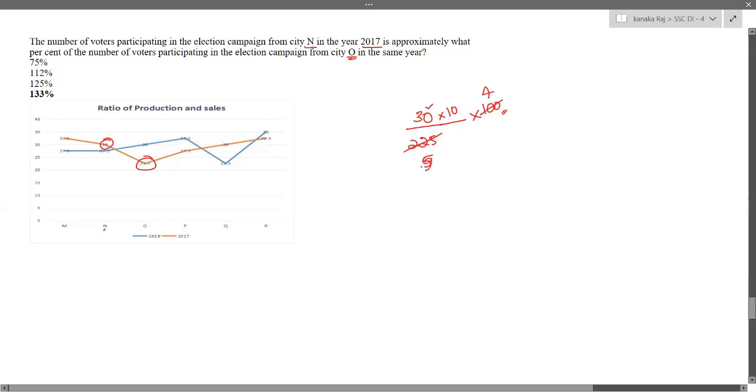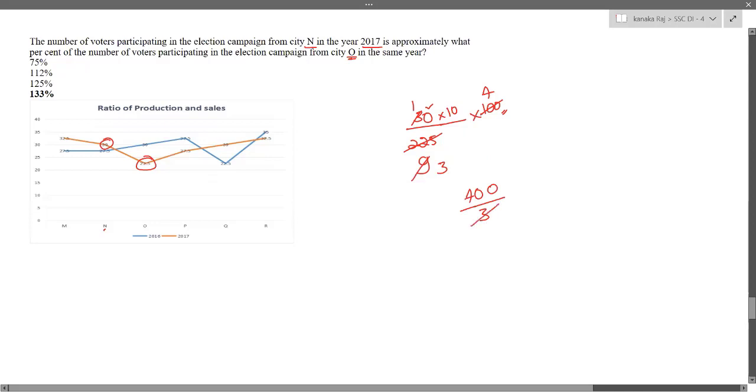Sorry, 25 into 9 times is 225. It's not 5. 25 into 9 times is 225. 25 4 times is 100. So now, what do I get? 3 3s is 9. 3 times is 30. Now I'll be getting this as 400 divided by 3.